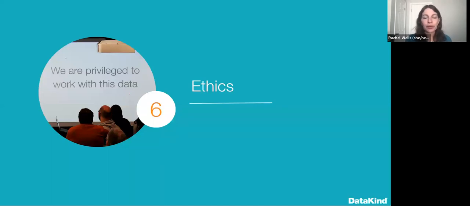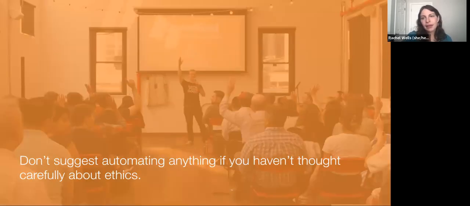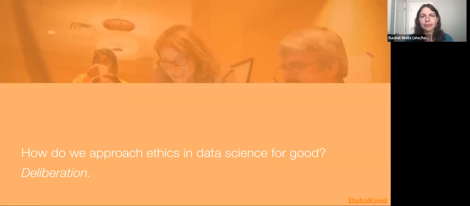I encourage you to explore this topic more as you consider your data project, and we'll provide a resource for doing that next. So the bottom line is that you shouldn't suggest automating anything if you haven't thought carefully about ethics. But what does this mean? How do we consider ethics, privacy, and risk from the start?